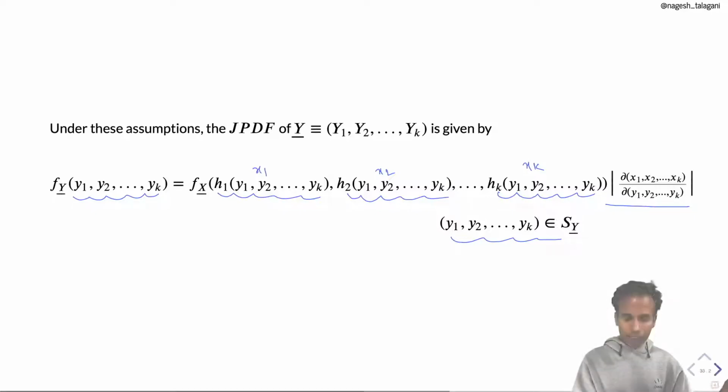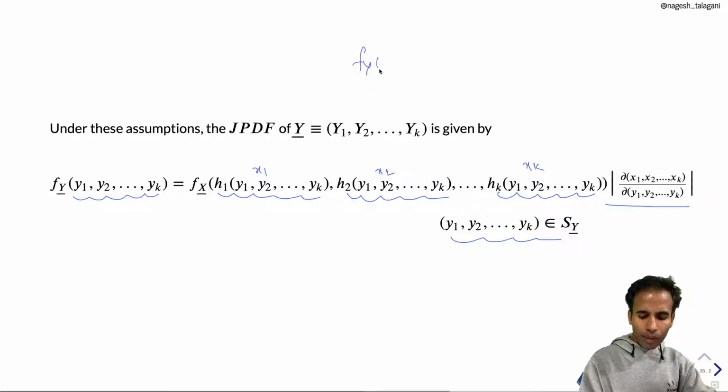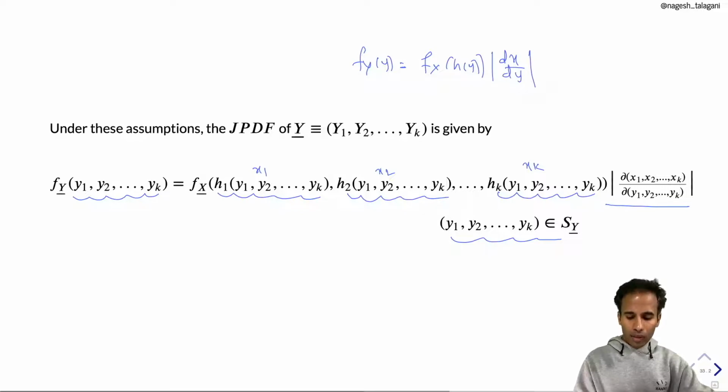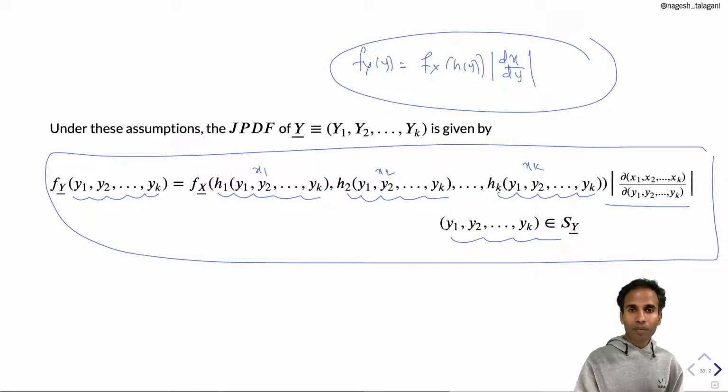We are not going to prove it here because this follows directly from the change of variable technique that you know from multivariable calculus. If you know the change of variable technique, it should be obvious. It looks similar to what I wrote earlier for the univariate case, that is, the PDF of Y is f_X of h of y times modulus of dx by dy. So this is a generalization to a k-dimensional random vector. If you take k equal to 1, this will reduce to the univariate case.